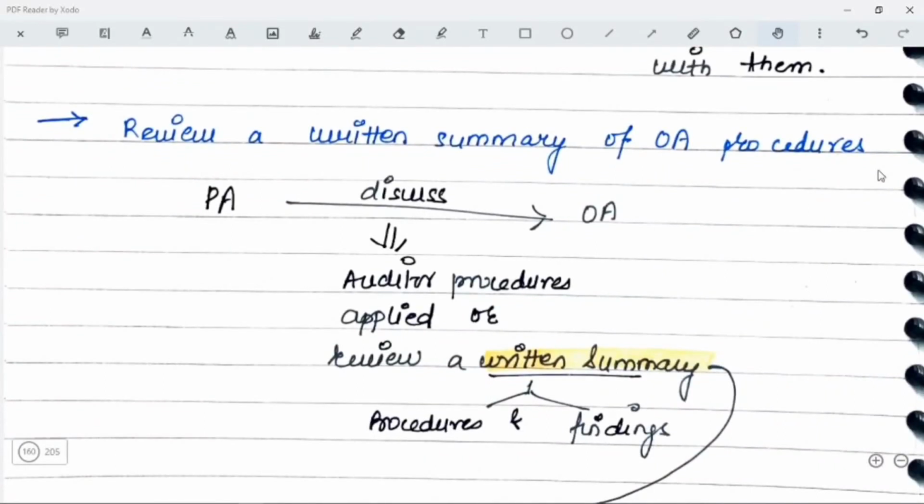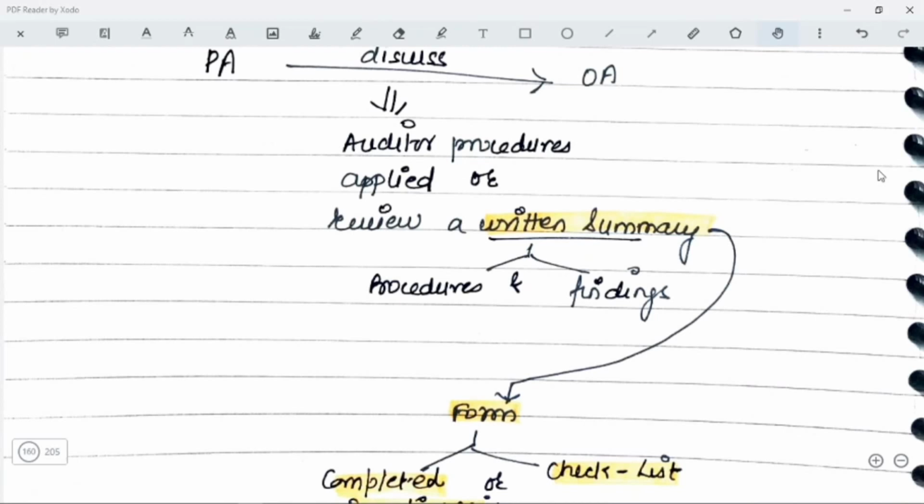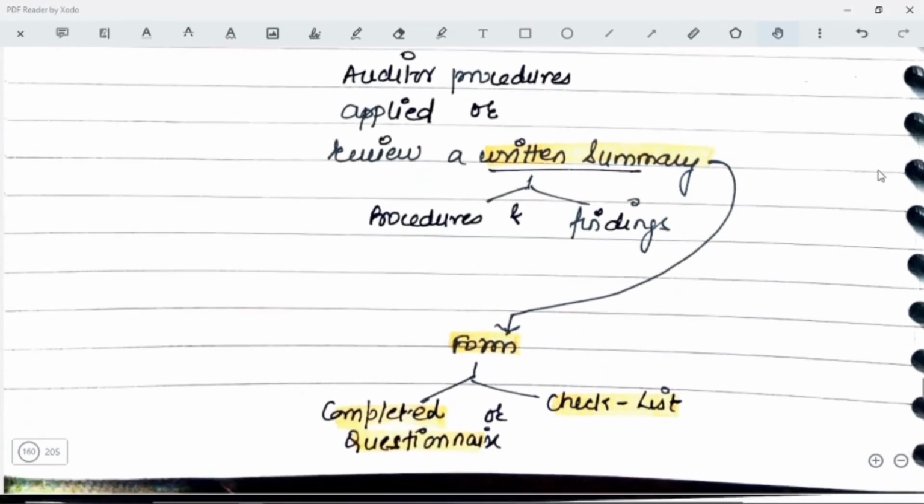Now for this, the principal auditor will discuss with the other auditor the audit procedures that have been applied or reviewed, and he will also review the written summary. The written summary will include the procedures and the findings, and this will be in the form of a completed questionnaire or a checklist.